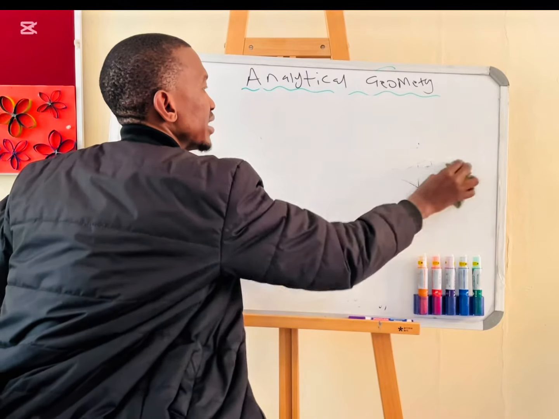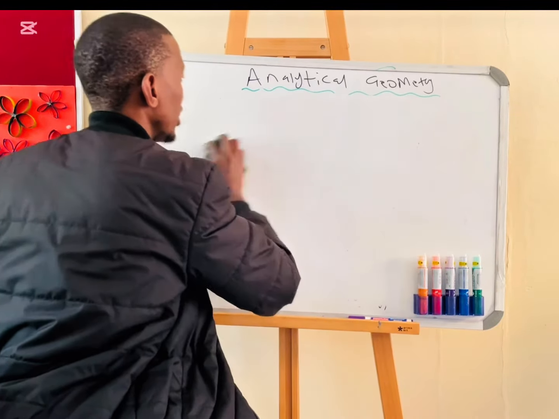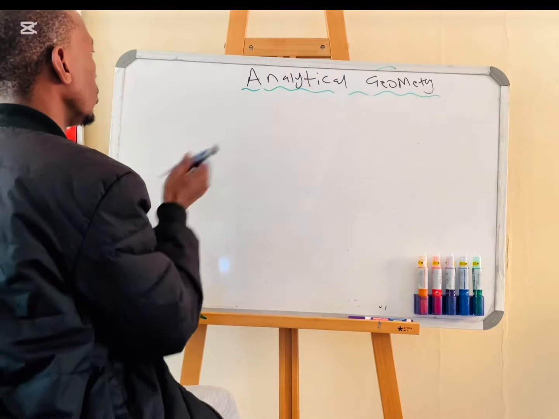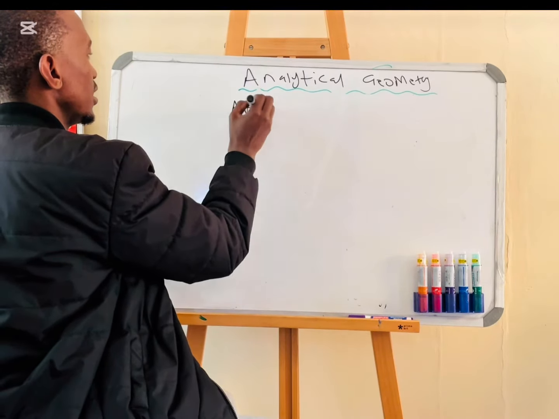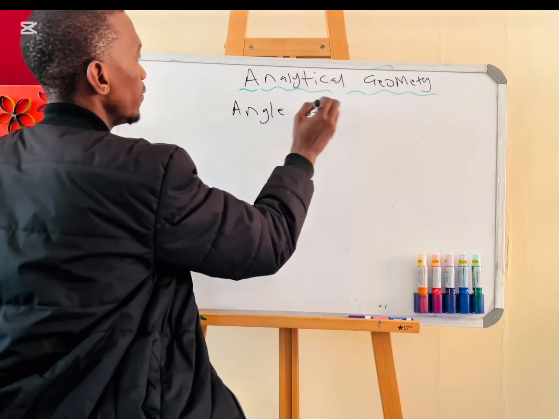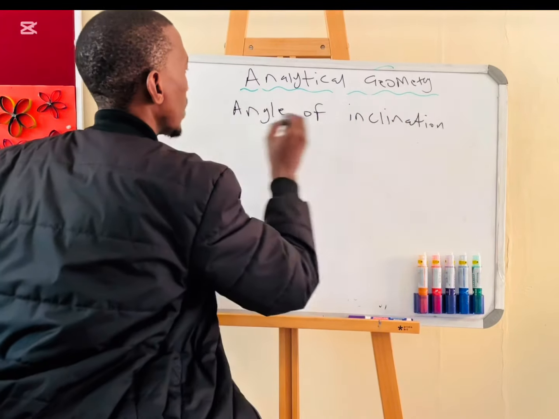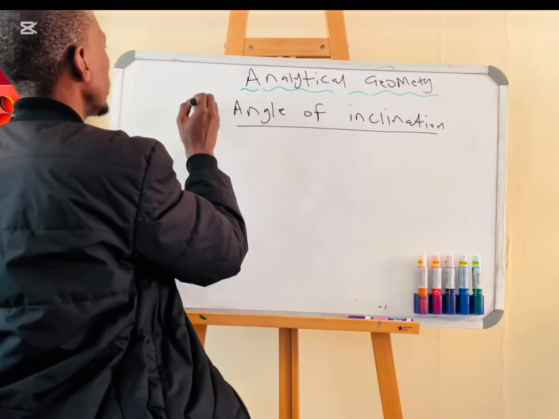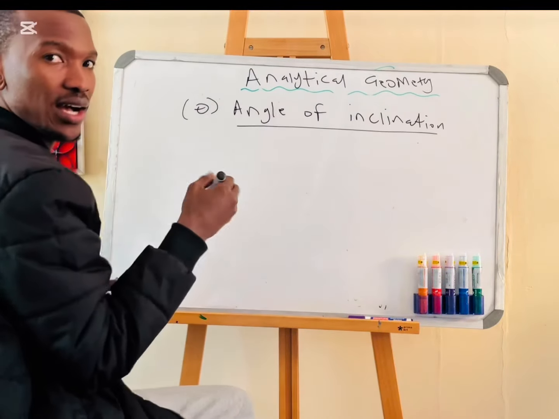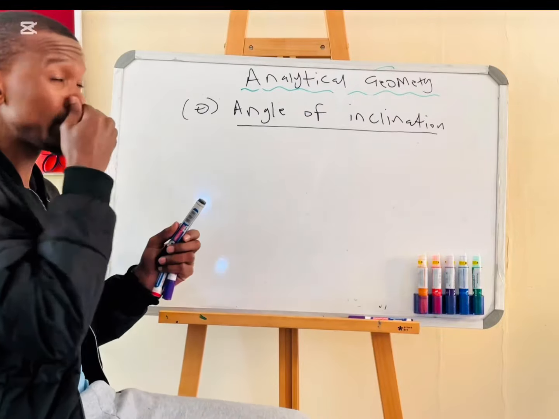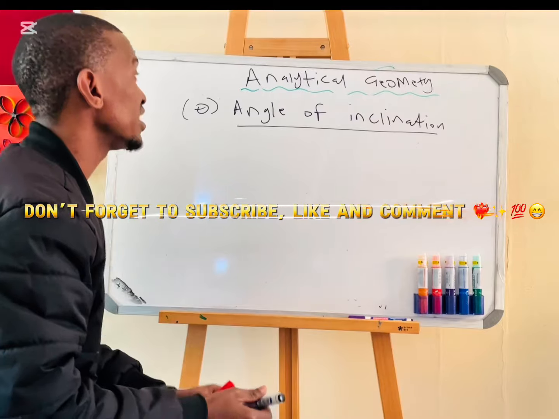For those that are doing grade 11, this might also help them. So we have something called angle of inclination. I can call that theta, beta, or alpha, but let me just make use of theta.